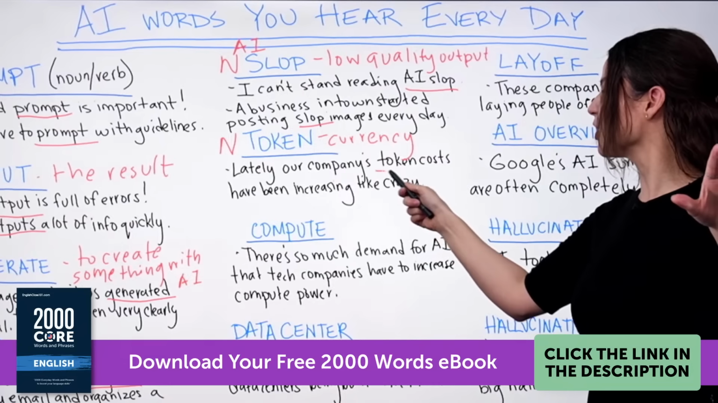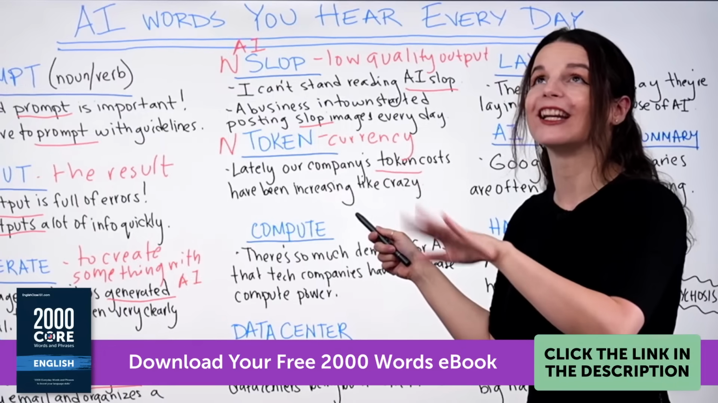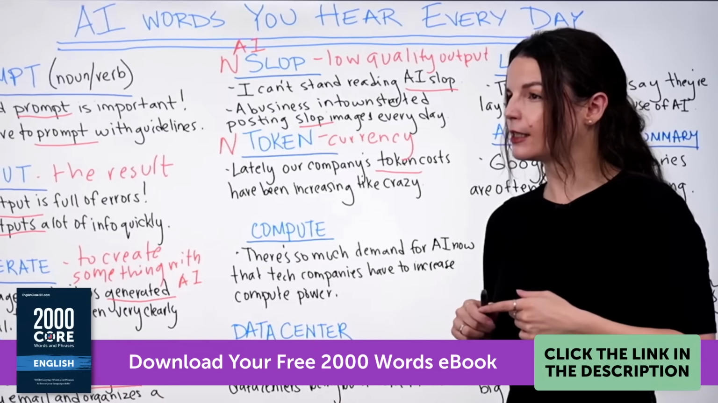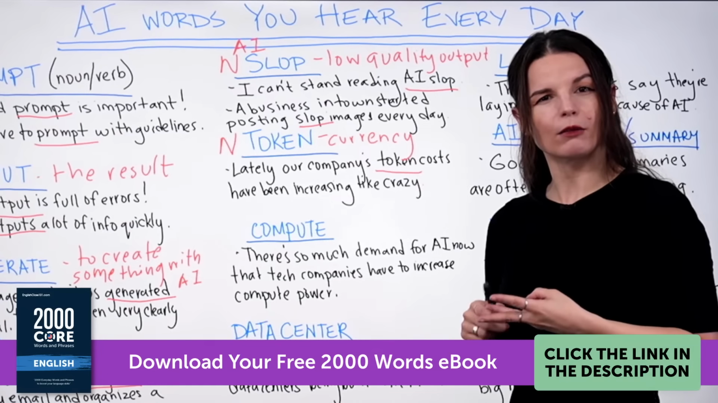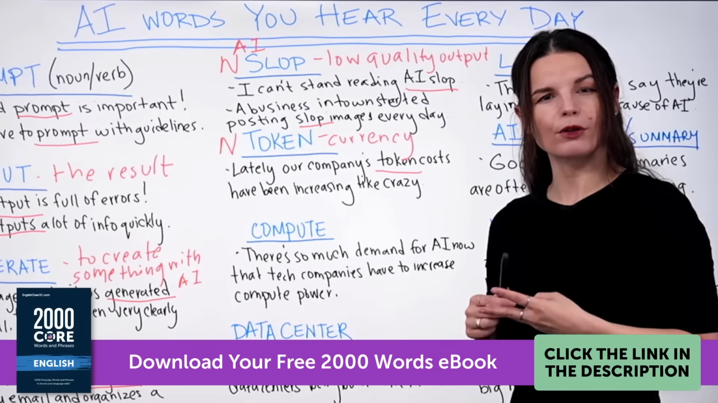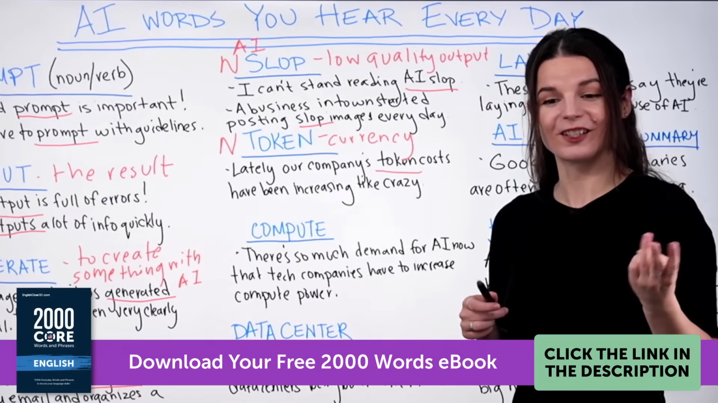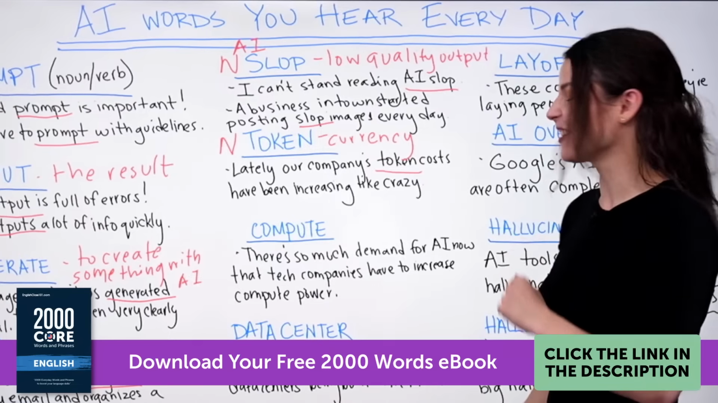Lately, our company's token costs have been increasing like crazy. Maybe you've seen examples of this. I think I saw examples from Disney and Microsoft. I think Uber as well. I think the story about Uber was that they'd burned through the whole year's token costs in three months, in the first quarter. Whoa, that's very expensive, right? Going crazy, some of these places.